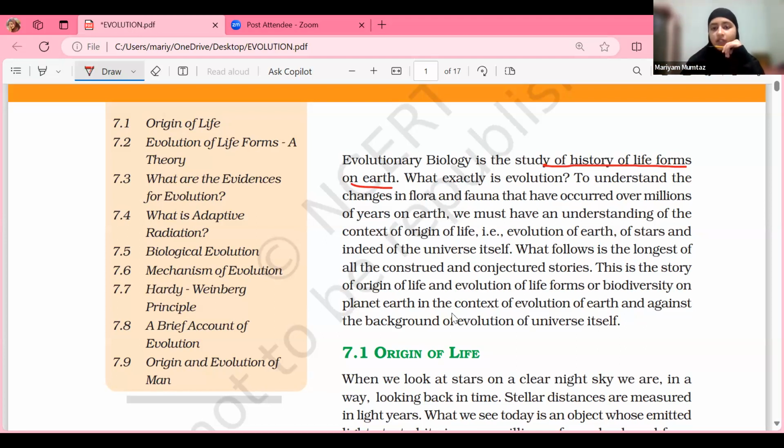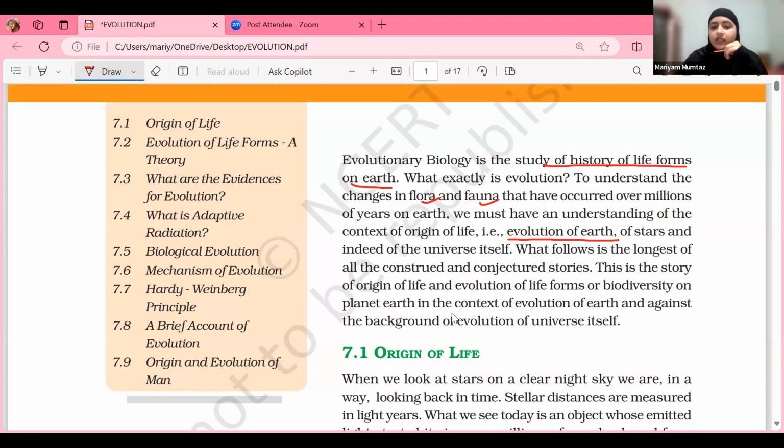Okay. Now, what exactly is evolution? To understand the changes in the flora and the fauna that have occurred over millions of years on the earth, we must have understanding of the context of origin of life, which is the evolution of earth. Much before the organisms evolved, first the earth has to be in existence, right? Then only we can live on. So first the earth evolved, then came the first, most primitive organisms, the prokaryotes, then came the eukaryotes, and amongst eukaryotes all sorts of different phyla and everything came.